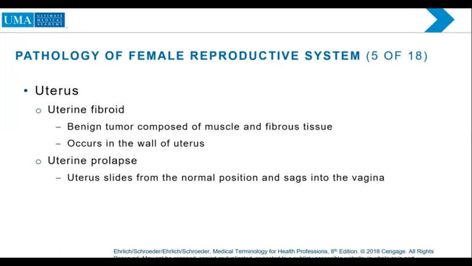Uterine fibroids are a benign tumor composed of muscle and fibrous tissue and occur in the wall of the uterus. Uterine prolapse is when the uterus slides from the normal position and sags into the vagina.